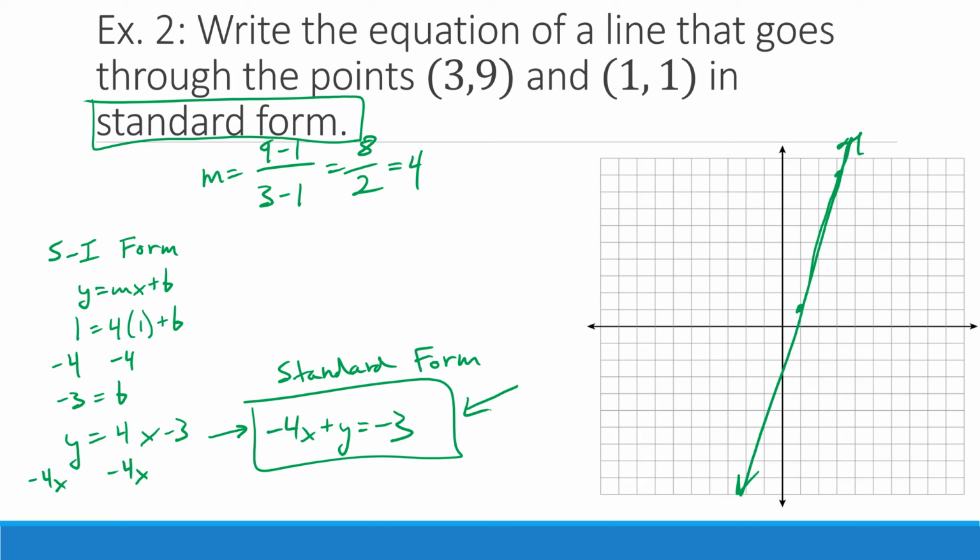Keep in mind, though, my main objective was getting standard form. The way I got standard form, I can't find it directly. I started with slope-intercept form. Then I just moved the x so that it was on the same side as the y. That put it in standard form. Awesome. And standard form is useful for intercepts method.